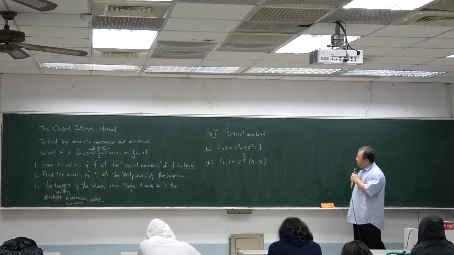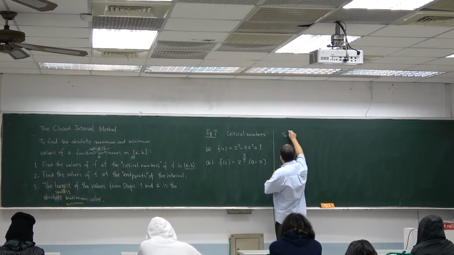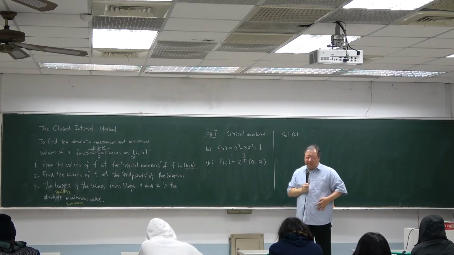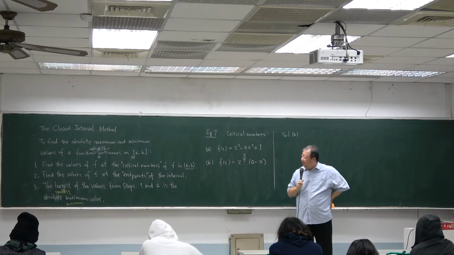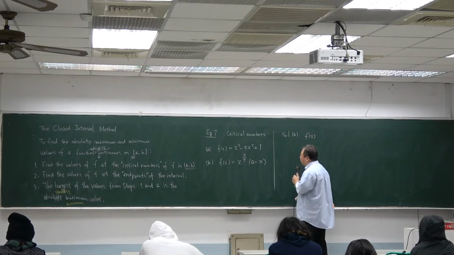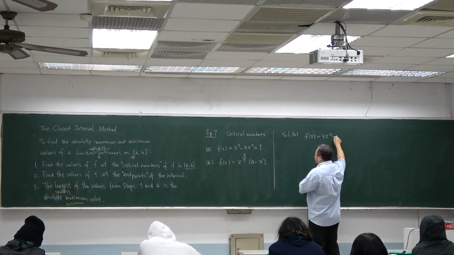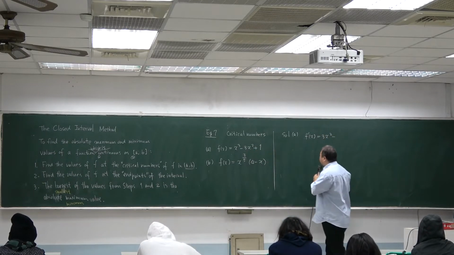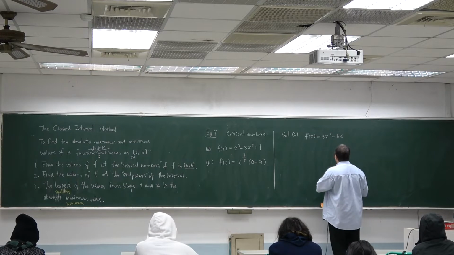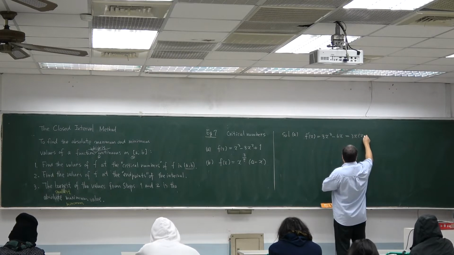Find the critical numbers of the function f. Critical numbers is about differentiability of this function. So we find its derivative first. F prime of x equals, power rule, 3x squared minus 2 times 3 is 6x. The constant, whose derivative is 0. We factor this polynomial to obtain 3x(x minus 2).